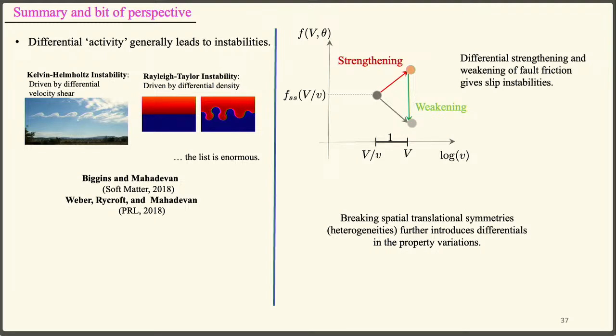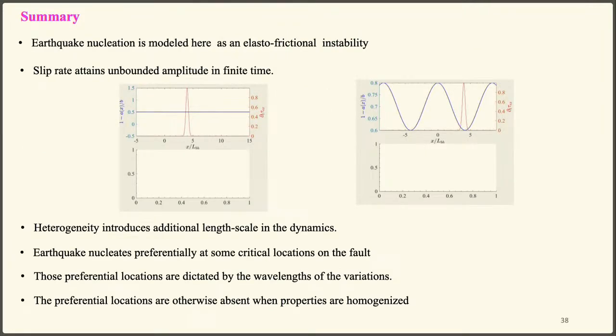It's not very different from other natural systems like the Kelvin-Helmholtz instability and the Rayleigh-Taylor instability. They are all driven, as mentioned in the famous papers, by differential activity that generally leads to instability. So it's not very different in the case of earthquakes. This differential rate of strengthening and differential rate of weakening is what facilitates earthquake-like instabilities.